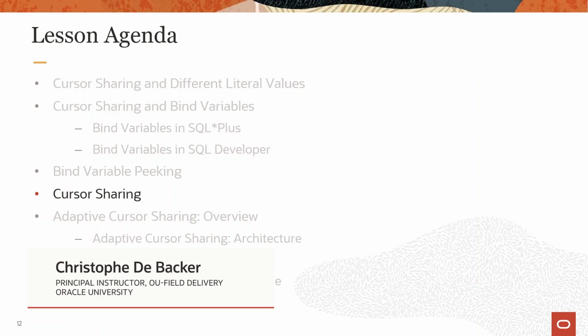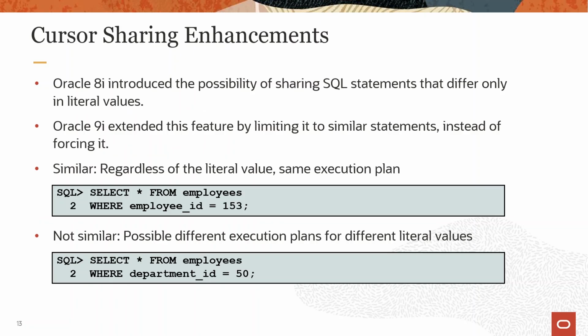The fourth topic of this chapter discusses how you can influence cursor sharing. Oracle 8i introduced the possibility of sharing SQL statements that differ only in literal values. Oracle 9i extended this feature by limiting it to similar statements instead of forcing it. Similar means that regardless of the literal value, we use the same execution plan. Not similar means that you can have different execution plans for different literal values.